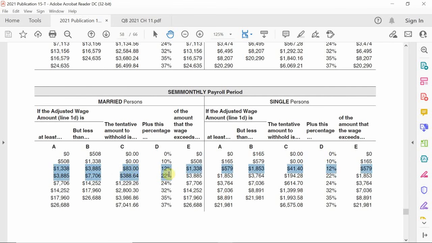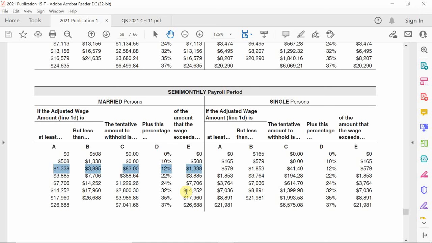So if I follow the row here, for any money that she earns in excess, that means the government lets her keep $1,338. That's her money. She gets to keep that. And any dollar that she's in excess is going to be taxed at 12%. And the government is going to tax her $83 regardless. They're going to take that money away from her paycheck regardless of the amount that she earns.